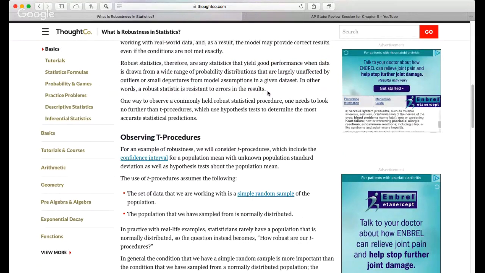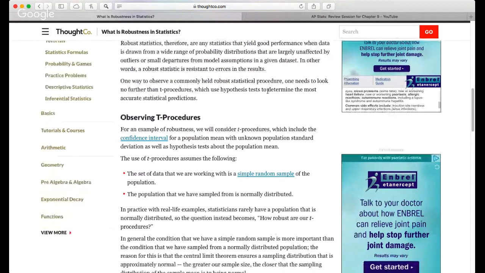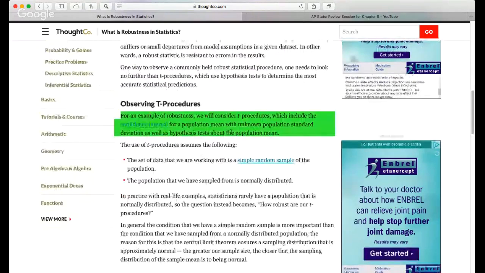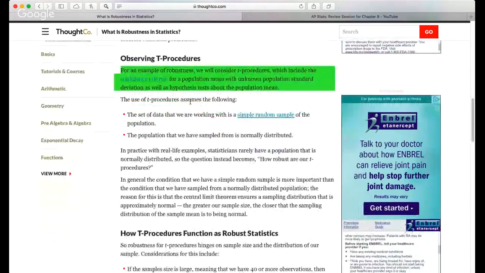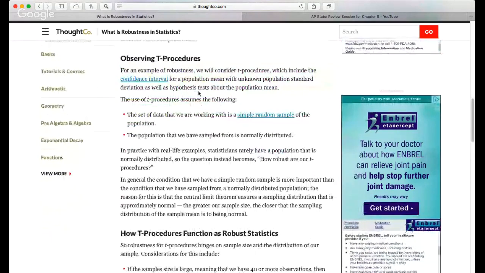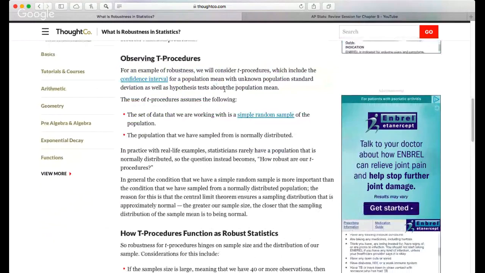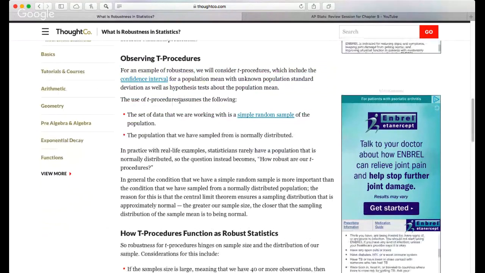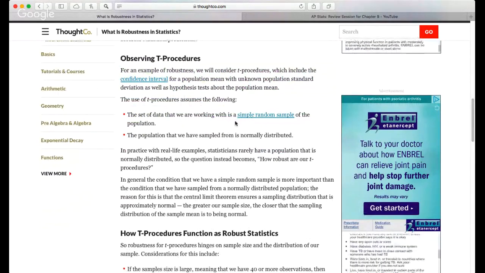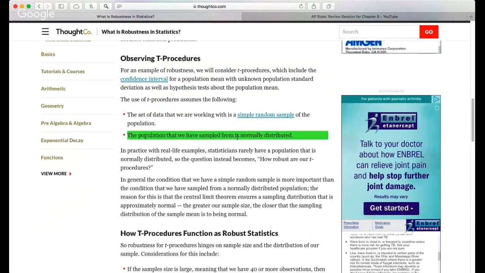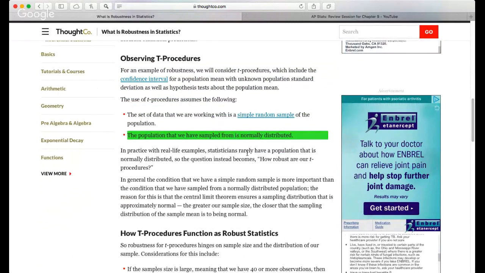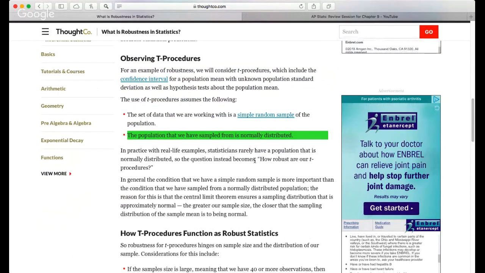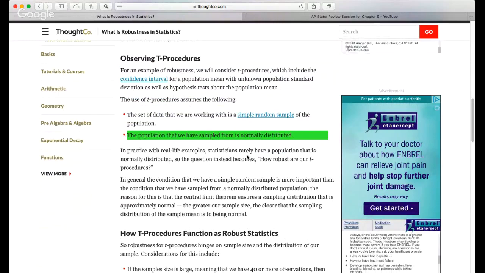You're going to see this a lot in t procedures. Within the confidence interval for a population mean, in terms of the use of this t procedure, we're working with an SRS. That's one of our conditions that we check. We also need to make sure that the population's approximately normal. But in real life, there are very few populations that are approximately normally distributed.